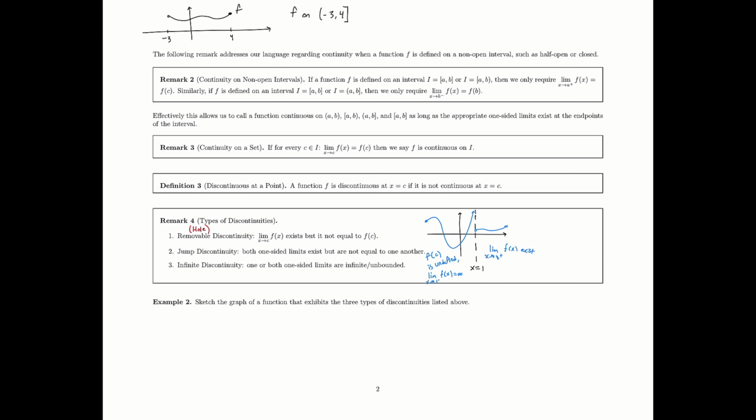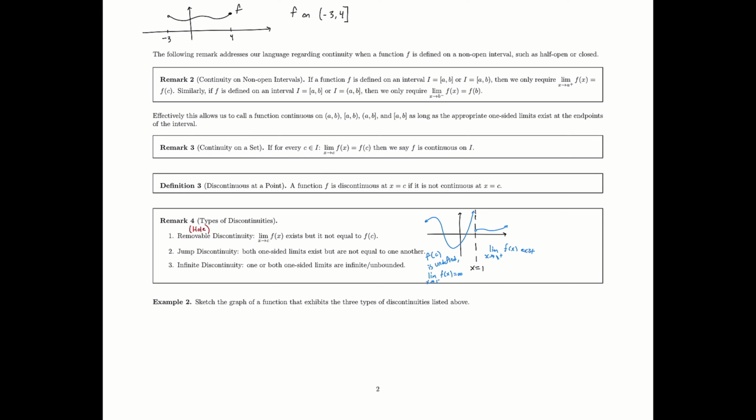Remark number 3, continuity on a set. This one is really just how we speak in mathematics. If we have some sort of set I, some collection of real numbers, and we know that for every number c in this set I, the limit of the function as x approaches c equals the value of f of c, again, this right here is the definition of continuity, then we just say that f is continuous on I.